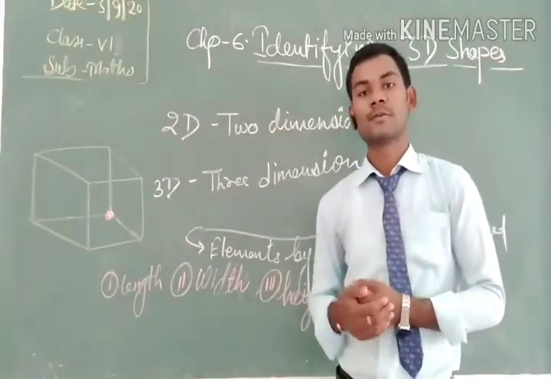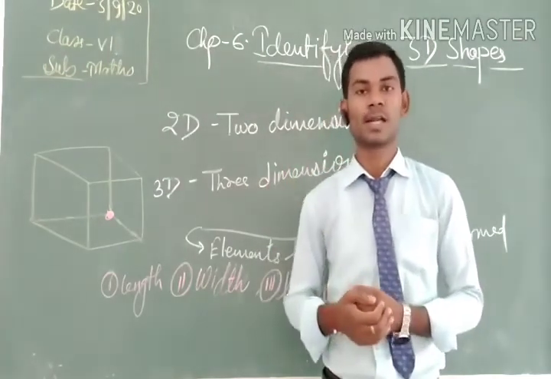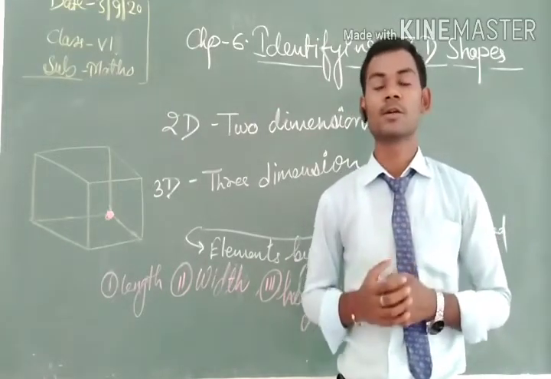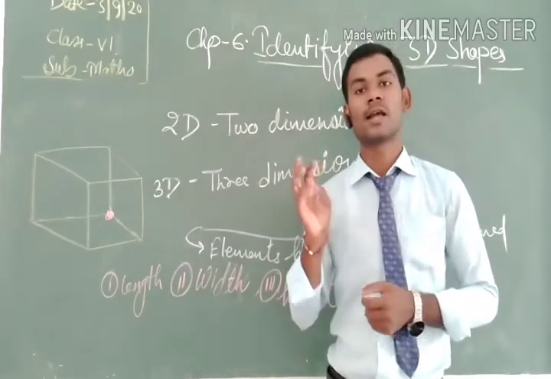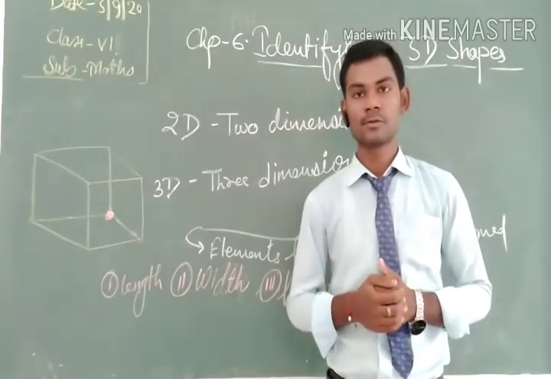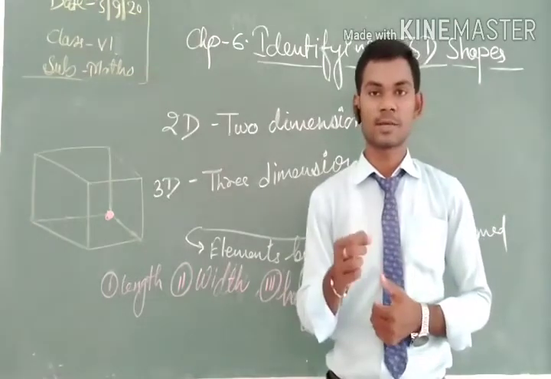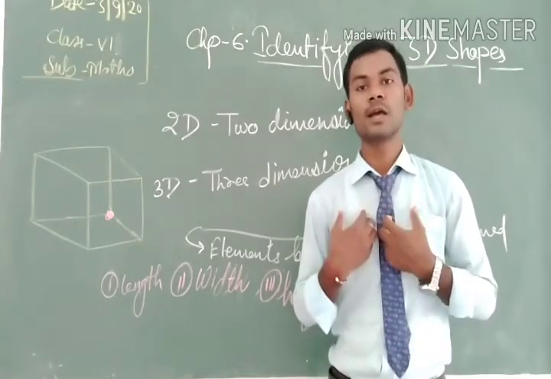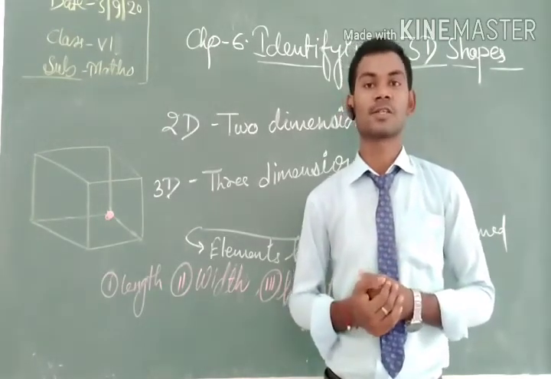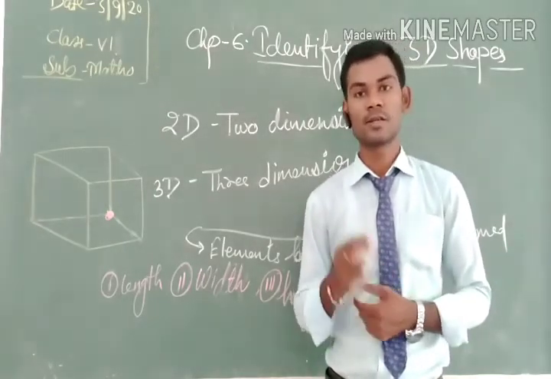So in this case we can see that a figure which has only length and width, that is only two dimensions, is known as a two-dimensional figure, and a figure which has length, width and height is known as a three-dimensional figure. We have taken the example of our room, which is an example of a three-dimensional figure. We are also three-dimensional creations, because we have length, height and width.